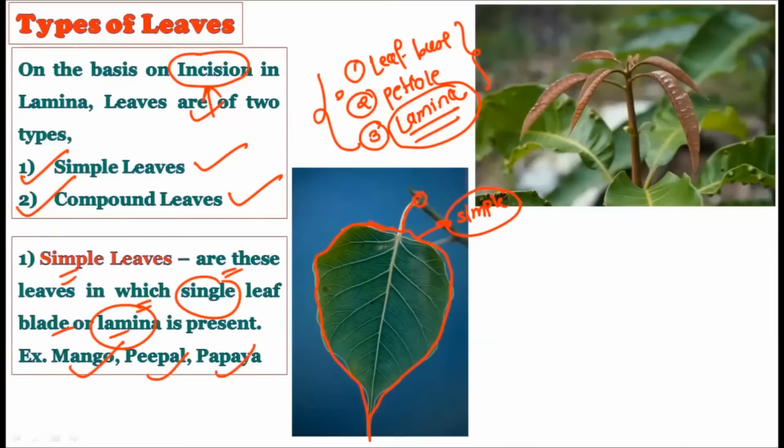So here you can see the peepal leaf, and this peepal leaf does not show any type of incision, and that is why this leaf is considered a simple leaf. The same is true for the mango leaf. The mango leaf also doesn't show any type of incision, and hence it also comes under the simple type of leaf. So simple leaves are those leaves which do not show any incision in their lamina, and the examples are mango, peepal, and papaya leaves.